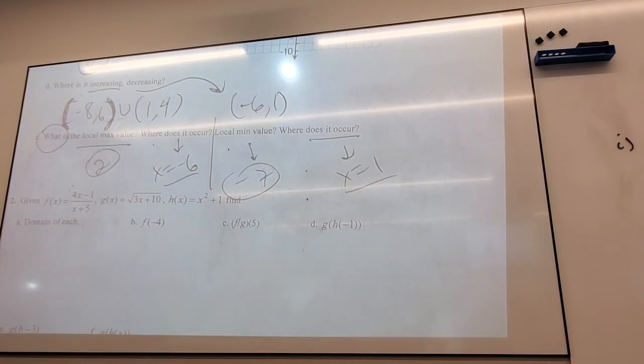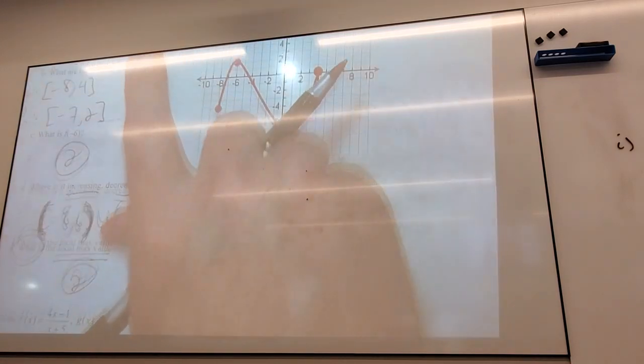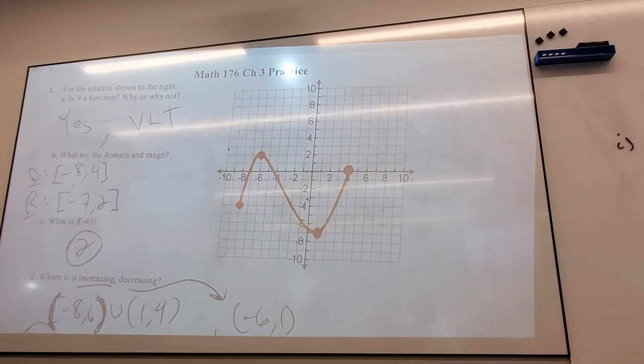Where? X. What? Y. Basically just the vertical line test. This one is based on the vertical line test, yeah.